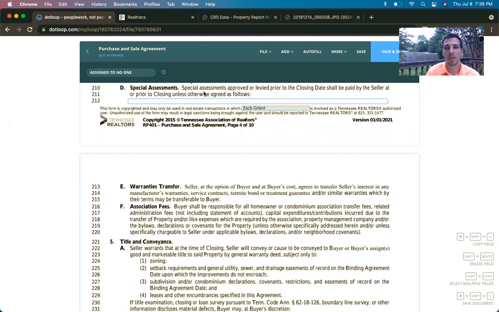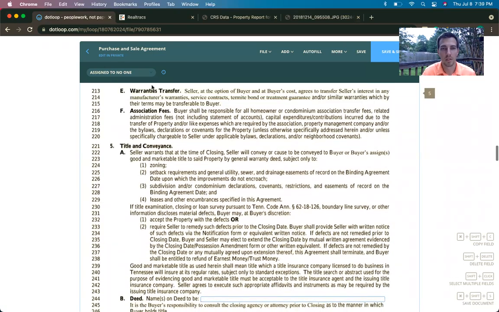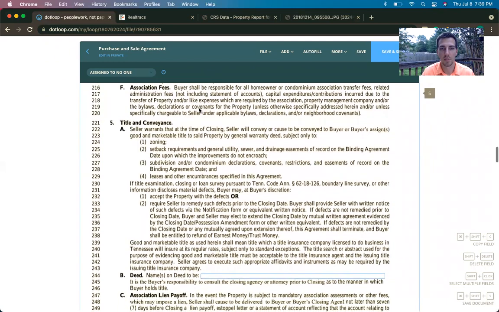Special assessments. So if there's a special assessment approved or levied prior to the closing date, it shall be paid by the seller at or prior to closing. Just a refresher, a lot of times you see them in an HOA or condo complex where maybe the condo complex has to replace all the roofs. So they issue every homeowner like a $1,000 special assessment to help them cover the cost of all those roofs. So this is saying that the seller is responsible for that prior to the closing date, if they've been approved or levied prior to. You can read this, read association fees.